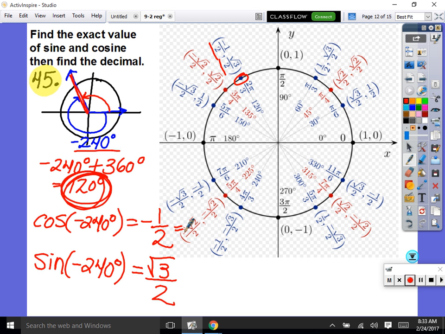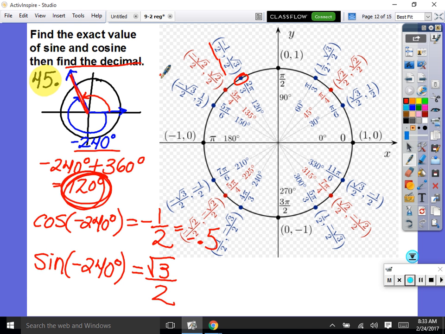What do we get? Negative 0.5, isn't that what we got here? But we just put the exact answer. Everybody, do you see how the unit circle is helpful? So negative 0.5. Because it said in the instructions to then find the decimal.